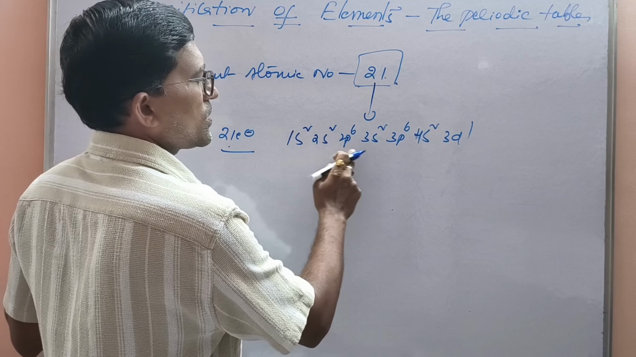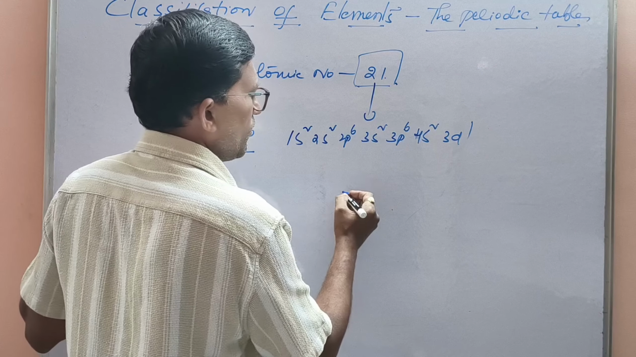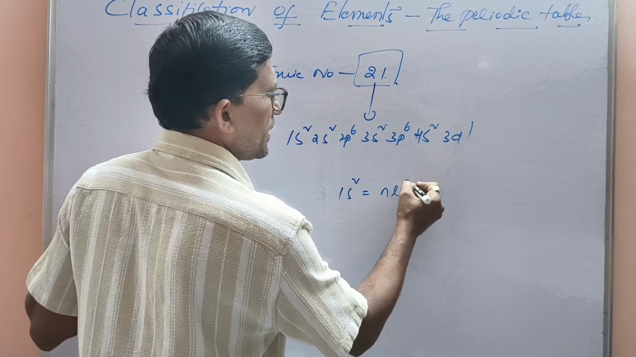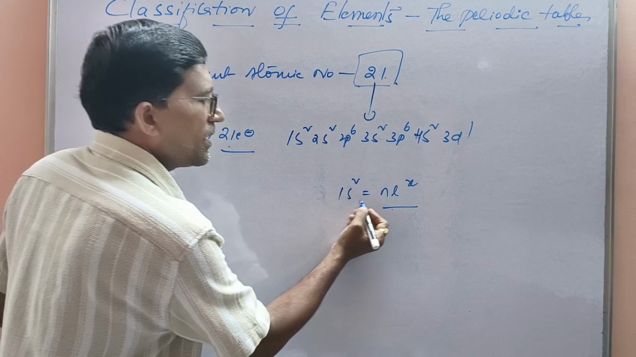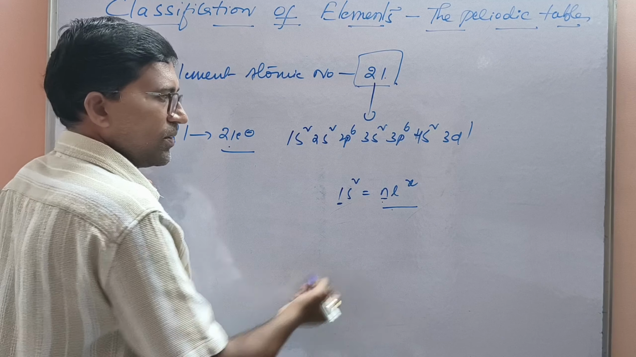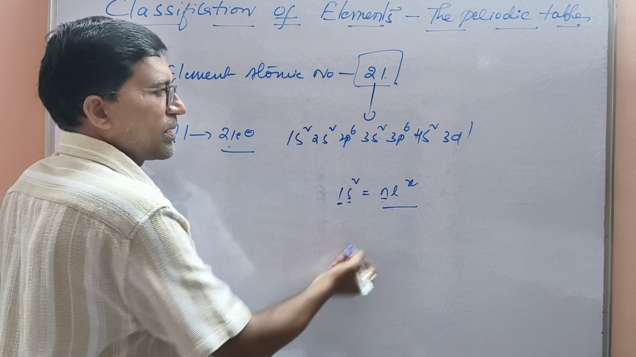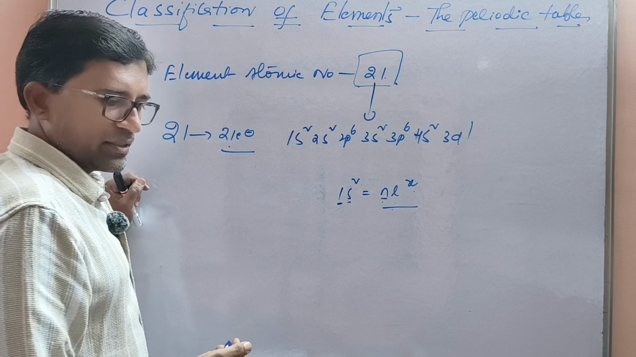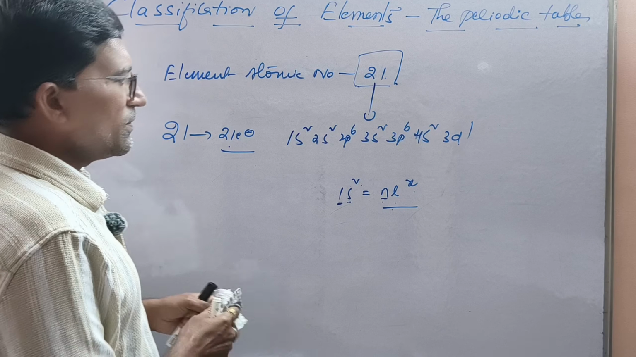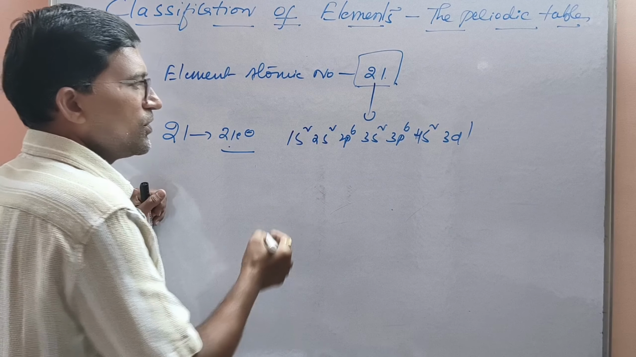Now if you observe this particular configuration, we can compare, for example, 1s2 with the nlx method. Here n denotes the shell number, n equal to 1. L denotes the subshell, that is, we are having an s orbital here. x denotes the number of electrons, remember that.